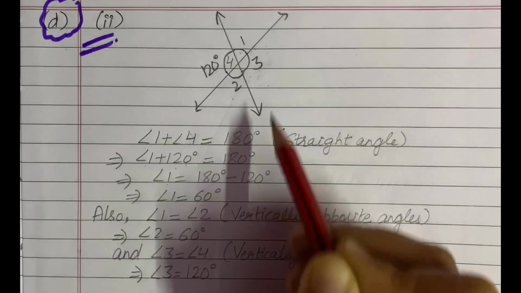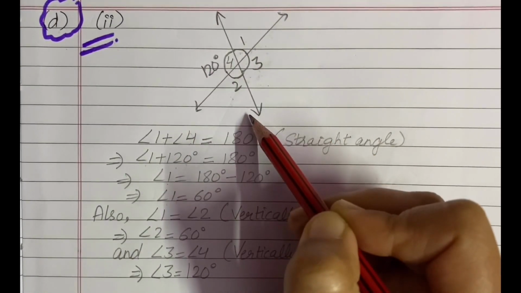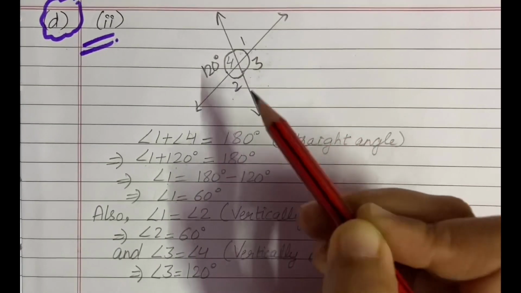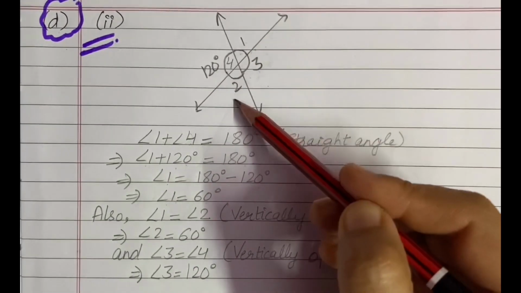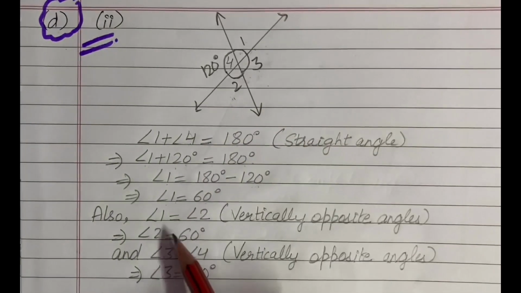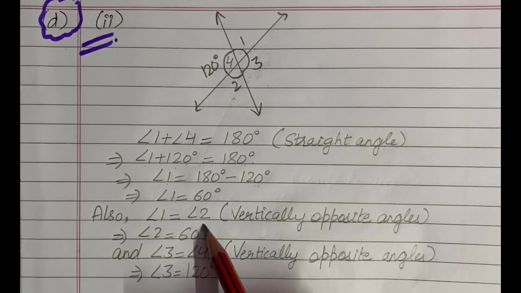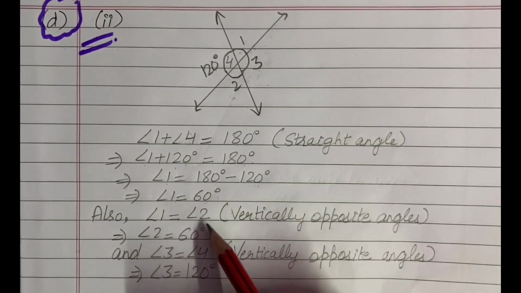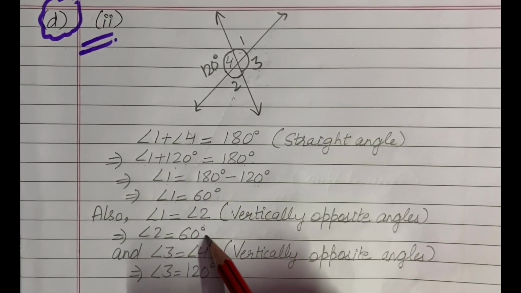Now students, since the lines are intersecting each other, that means vertically opposite angles are equal, and here the vertically opposite angles are angle 1 and angle 2. So this means angle 1 is equal to angle 2. Now you have already got the value of angle 1 as 60 degrees. So that means angle 2 is also equal to 60 degrees.